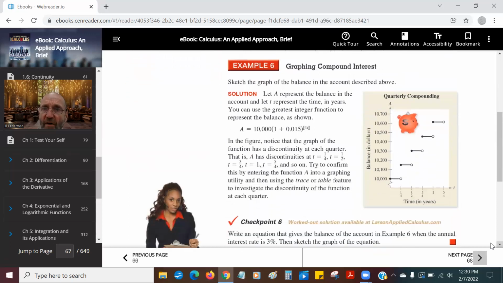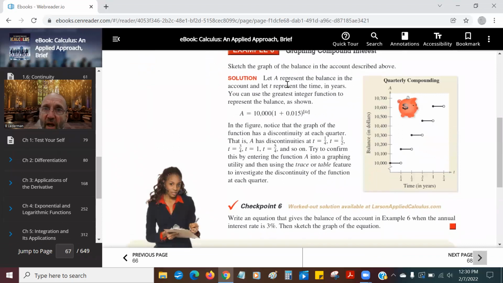So here we have a graph of the balance of the account described above. A represents the balance of the account. So it's going to be 10,000 times 1 plus 0.015, that's the interest rate, raised to the power of the greatest integer in 4t. A is discontinuous, so t could be 1/4, 1/2, 3/4, 5 quarters, and so on.